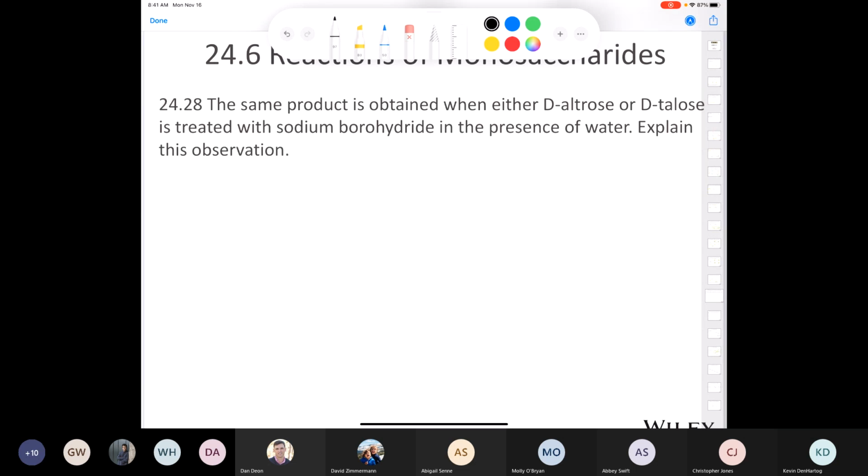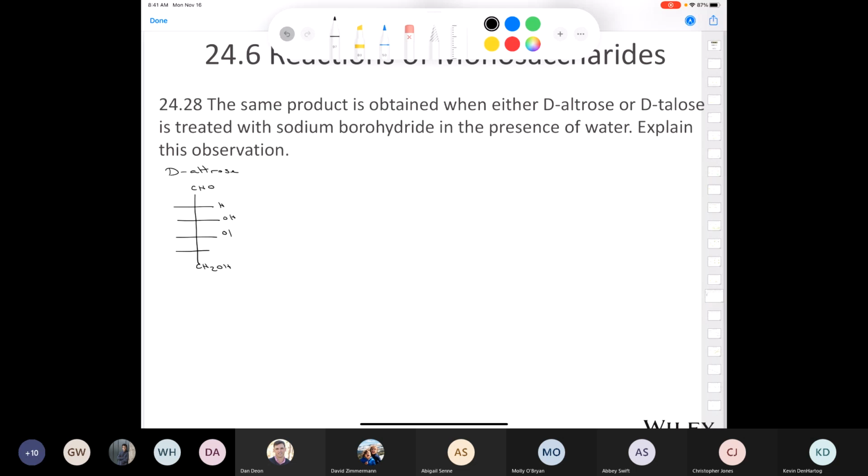It says the same product is obtained whether D-altrose or D-talose is treated with sodium borohydride in the presence of water. Explain. Well, let's draw D-altrose and D-talose. So D-altrose is this. I need a new prescription. I cannot see very well, but let's go for it. So D-altrose is this. Just want to have a hydrogen here.